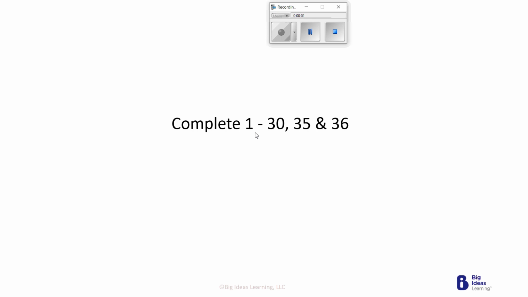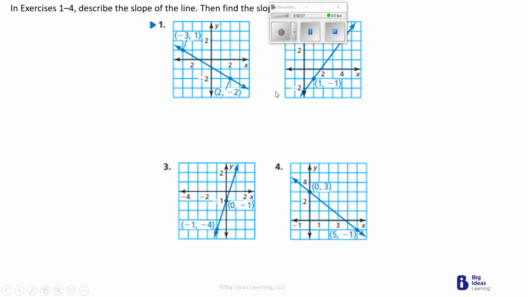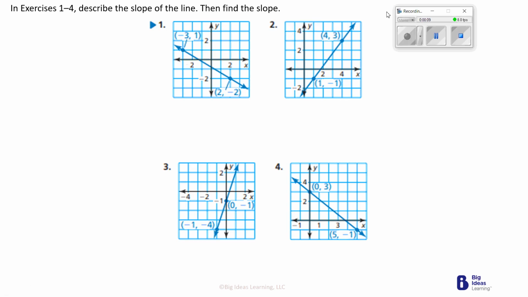Students, we have 1 through 30, and then 35 and 36. I'm doing all the odd ones. Exercise 1 through 4, describe the slope of the line and find the slope.